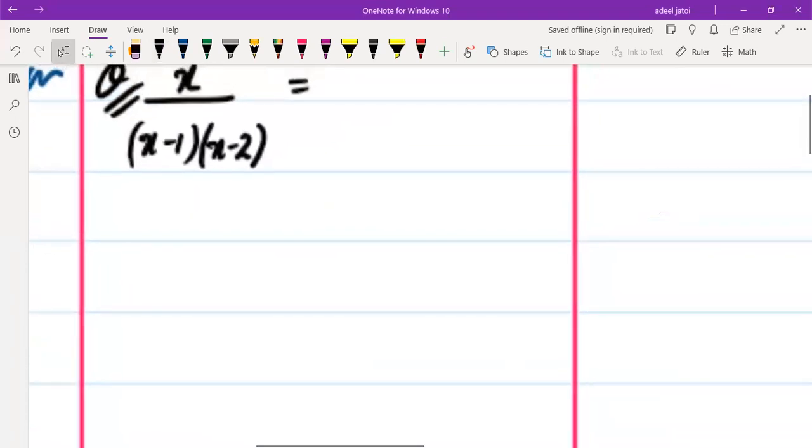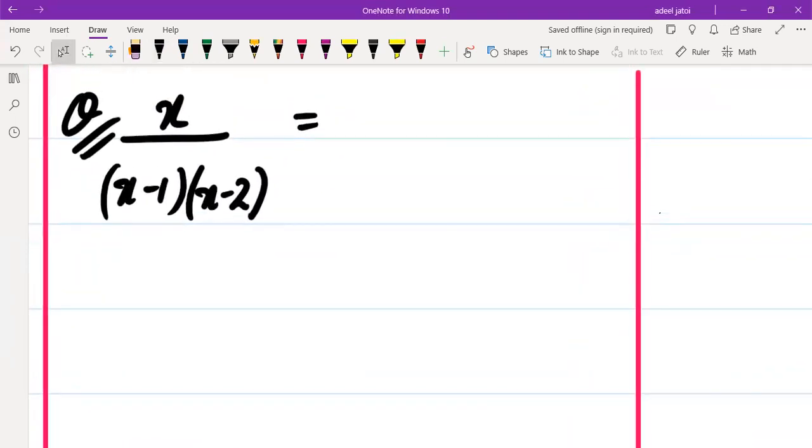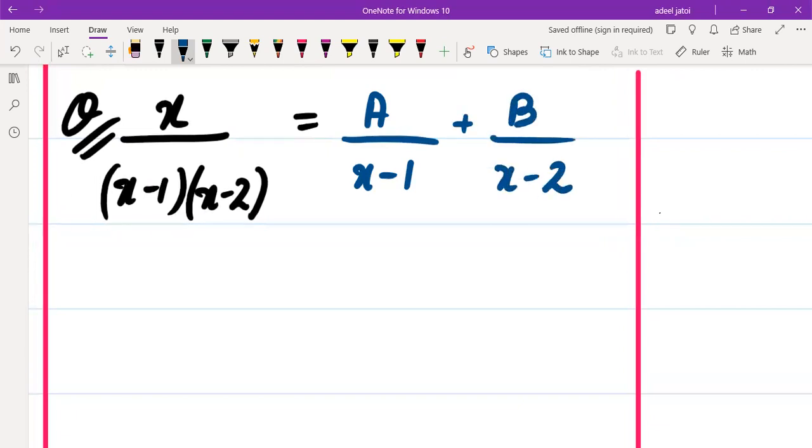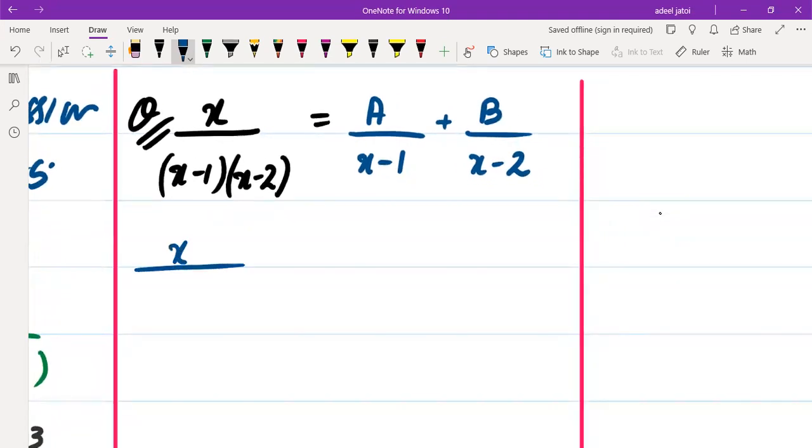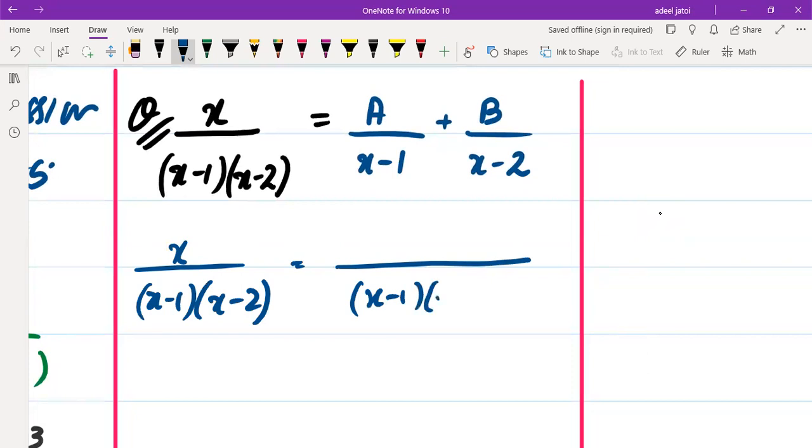Okay, let's just work out another example, that is x upon x minus 1, x minus 2. We can always write down this thing as a upon x minus 1 plus b upon x minus 2. So if we just open the brackets, or we can just take down the LCM, x minus 1, x minus 2. Remember this, that the denominator, the LCM will be same. So whatever the LCM is in the question, you're going to write down the same LCM here. So you don't need to worry about this.